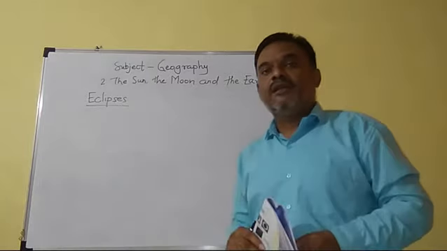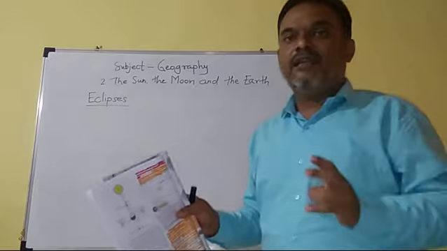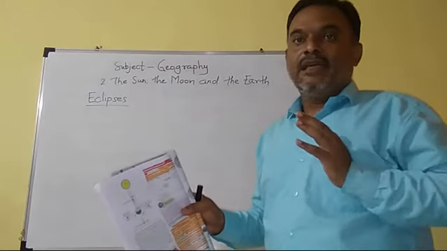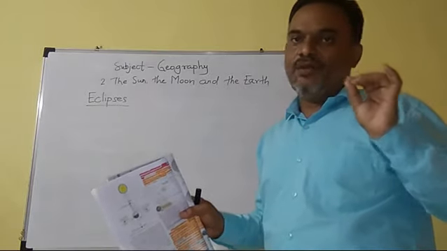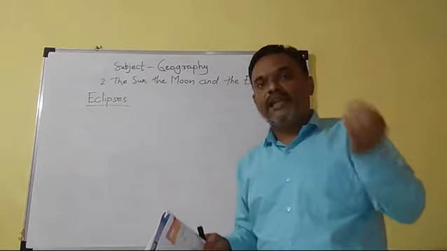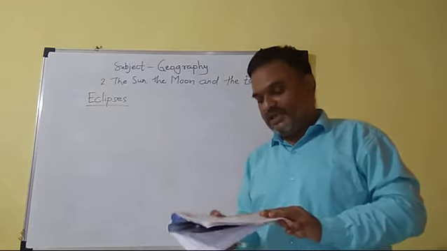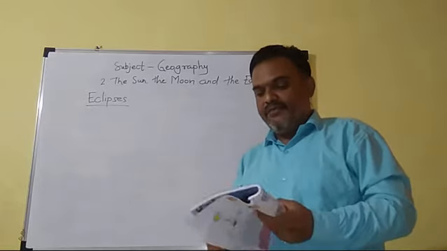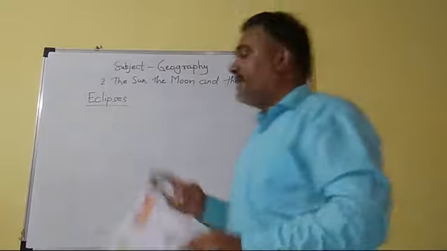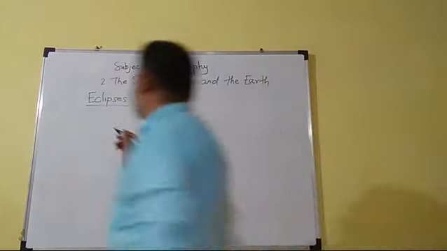However, sometimes the three celestial bodies, the sun, the moon and the earth, come in one straight line and in the same plane. On these occasions, eclipses occur. And the eclipses may be solar eclipse or lunar eclipse. Now we are going towards solar eclipse. See figure 2.5. There are 2 types of eclipses, solar eclipse and lunar eclipse.